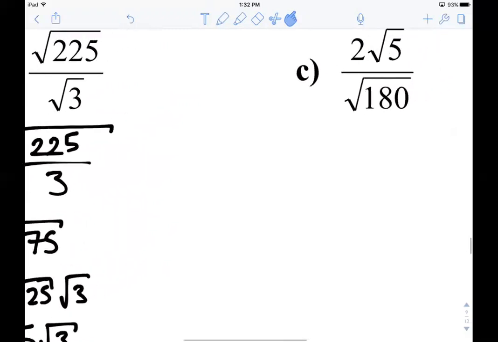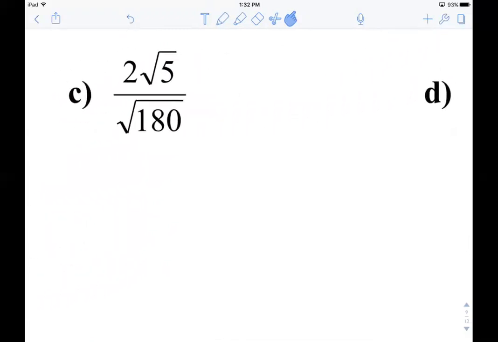Let's try another one now. Here we've got 2 root 5 on top and the square root of 180 on the bottom. So right now the top is a combination of whole numbers and radicals, and the bottom is just a radical. So I don't want to right away try and do any dividing of the top and the bottom.